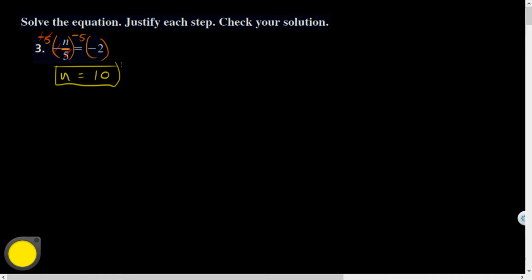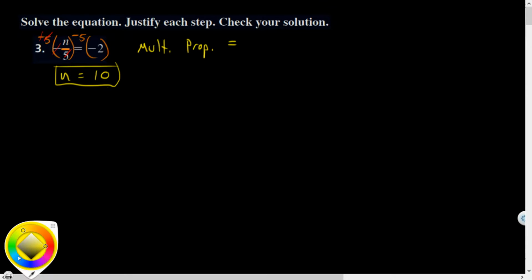They asked to justify my step. The reason I was able to do that was the multiplication property of equality. There's my abbreviation of it. And then they asked me to check my solution. I don't often do the checks, but we'll do a quick check here.